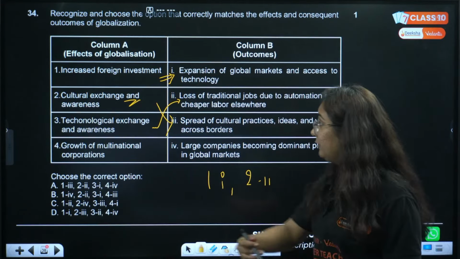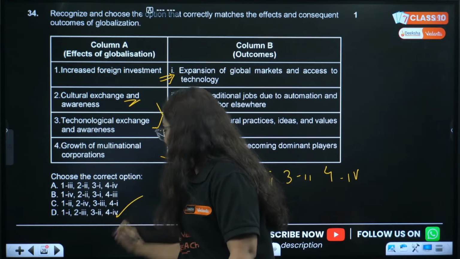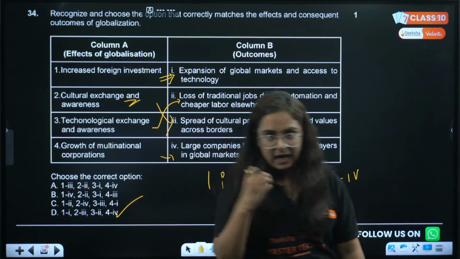So, do we have anywhere 1, 3, 2, 4? 1, 3, 2, 4. D option is correct. I was wrong previously. So, D option is correct. Yes, students, D option is very much correct for this question. Very good. You guys figured it out.